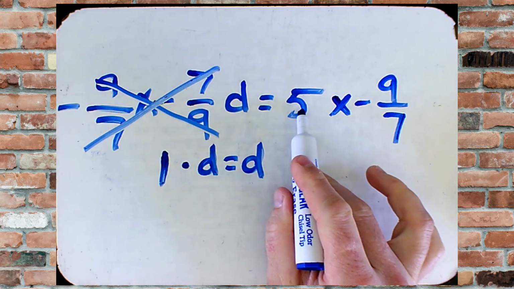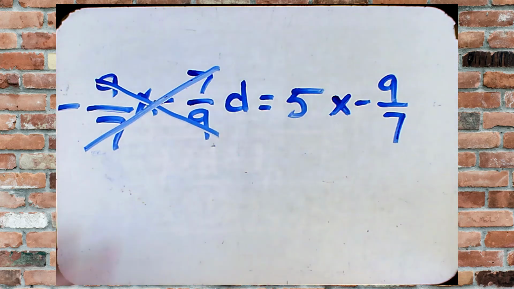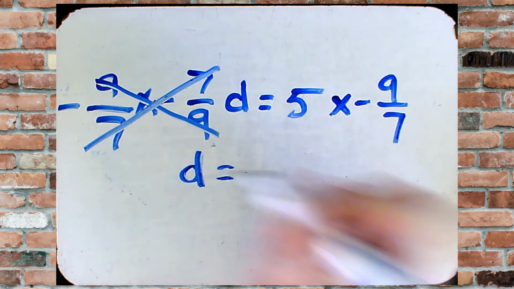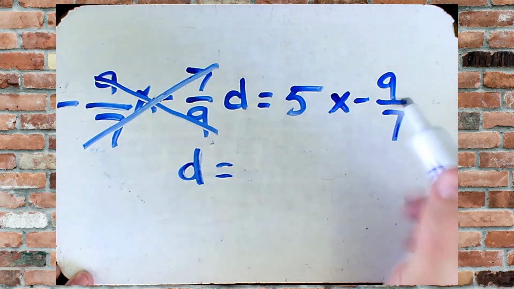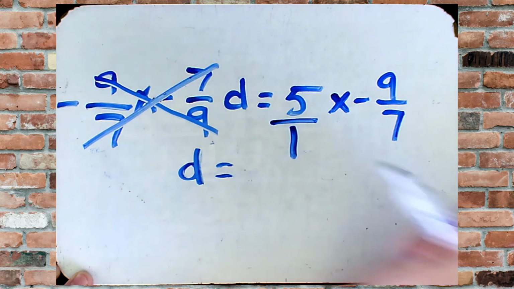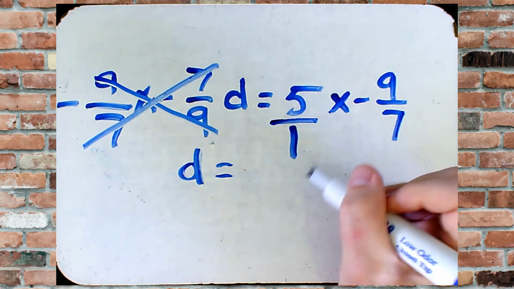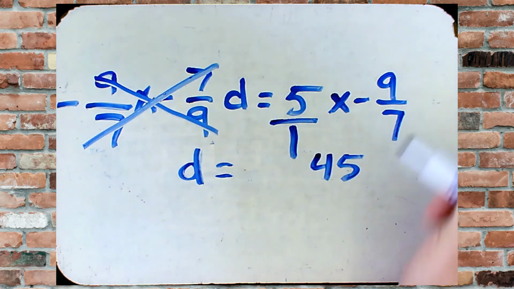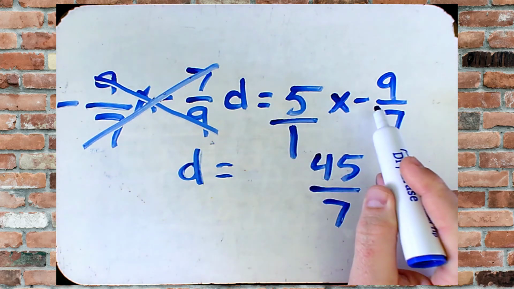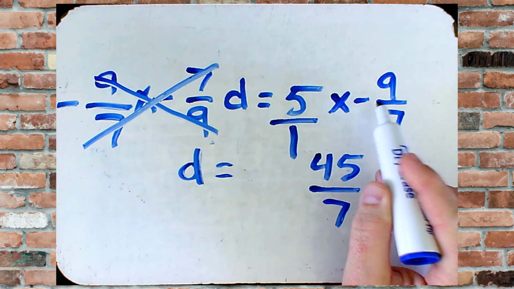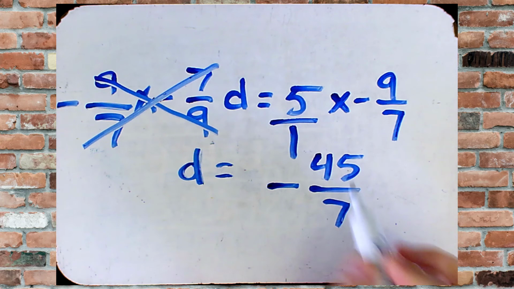So I've got 5 times -9/7. I'm going to erase some of my marks right down here. We know that all that's left there is d. If I'm going to multiply 5 with a fraction, I'm going to have to make the 5 a fraction by putting a 1 under it. Now I can do my multiplication. 5 times 9 gets me 45, and 1 times 7 gets me 7. One fraction was positive and the other negative, so when the signs don't match, I'm going to have a negative answer. So d is going to equal -45/7.